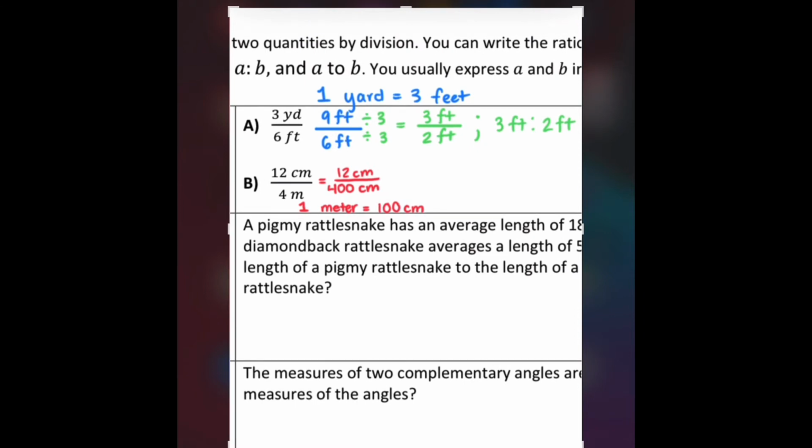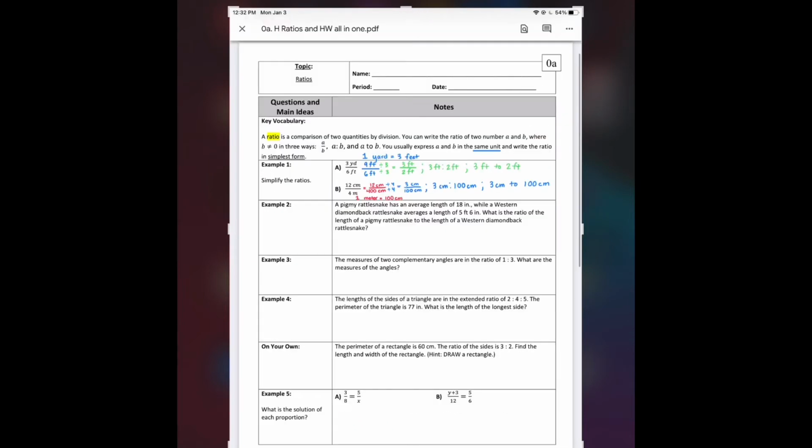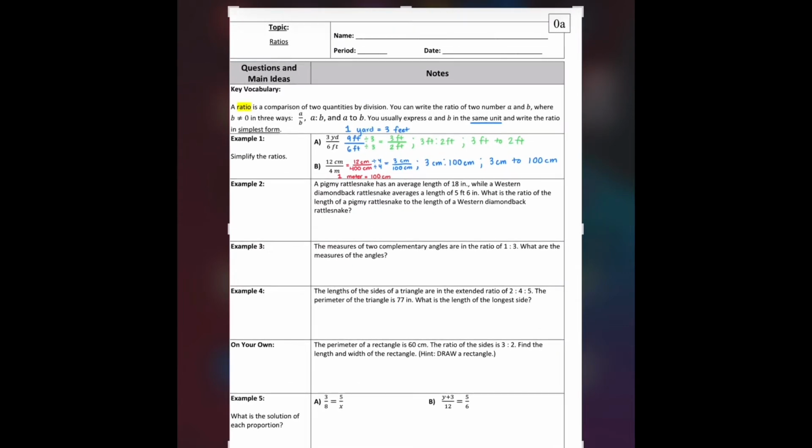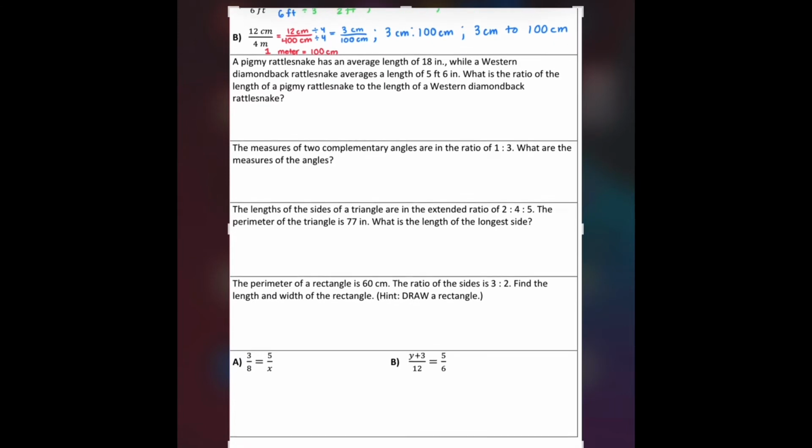Now I'm looking for the greatest common factor of 12 and 400, which is 4. So I'm going to divide the top and the bottom by 4, which is going to give me 3 centimeters over 100 centimeters. And then I can write that out in the other ways that we can write ratios, with the colon and with the word to.